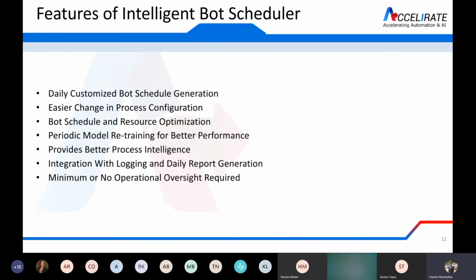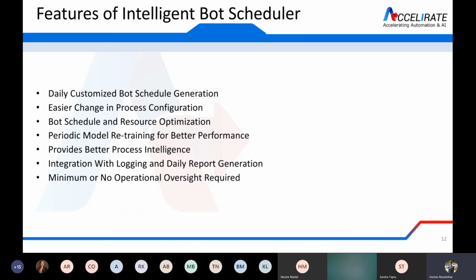Yeah, so I will explain what the features of the bot scheduler are. As Zane explained, we integrated the machine learning models with the RPA. So now the intelligent bot scheduler will generate the schedules on a daily basis. It utilizes the historical data in order to understand the processes better, and it will produce the schedules on a daily basis. It also retrains automatically on a daily basis for better performance.